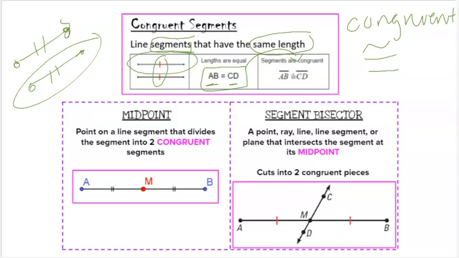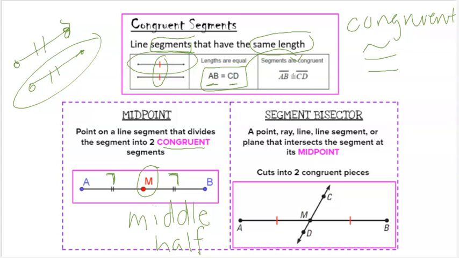Midpoint: a point on a line segment that divides the segment into 2 congruent segments. That's why we talked about congruent segments first. So the midpoint is smack dab in the middle of a segment, which means it cuts it in half and makes the 2 parts equal. So if we knew that AM was 7, we would know that MB was also 7.